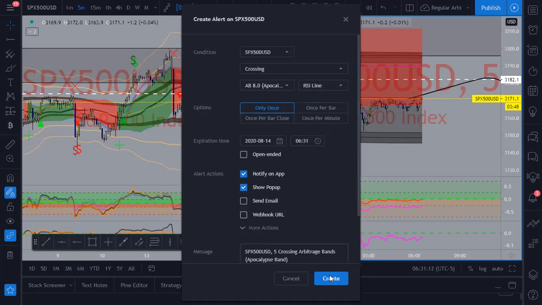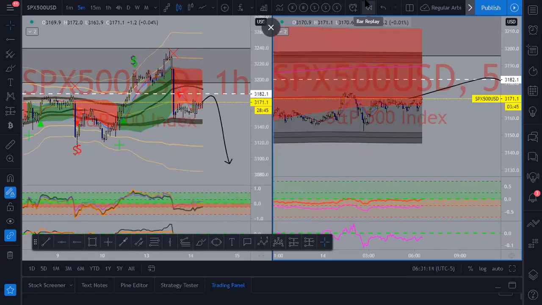All right, so I got my alert on US 30. So just waiting on the alert. And I'll just pay attention to it to see if it does end up climbing to 31,182 and seeing if it respects it before waiting for a drop. So that is what I would be looking for on SPX 500.